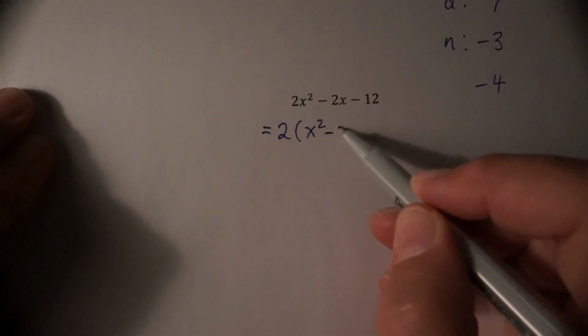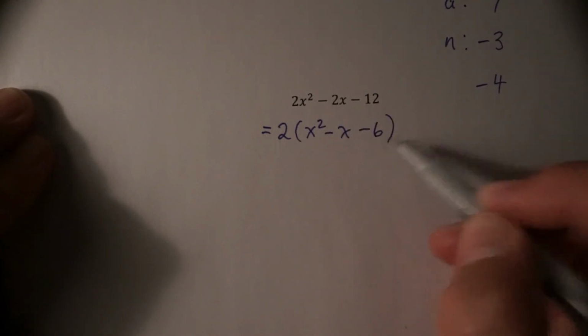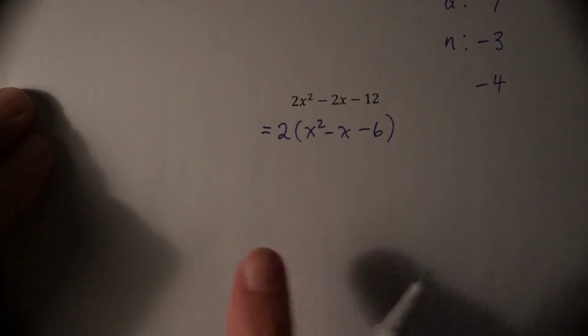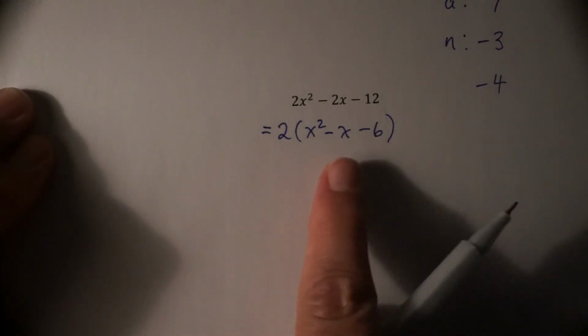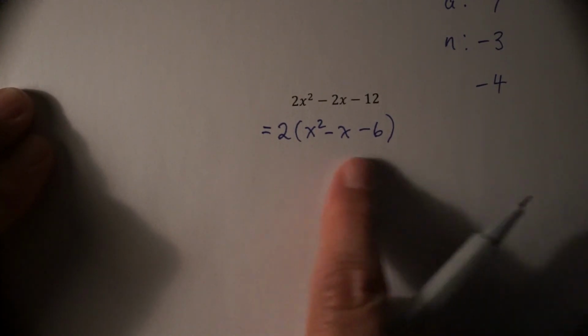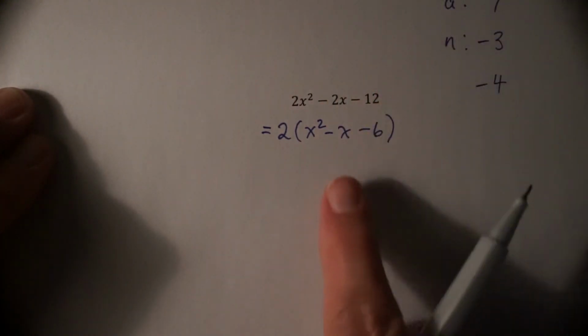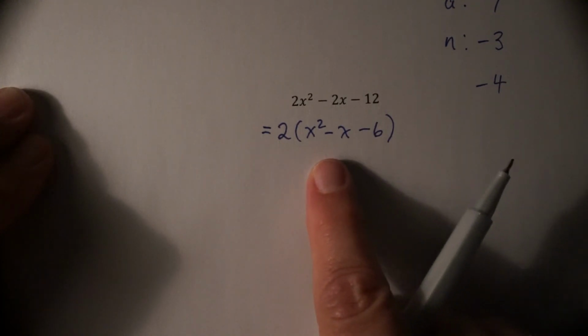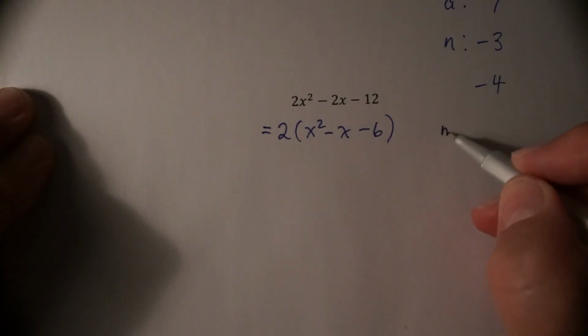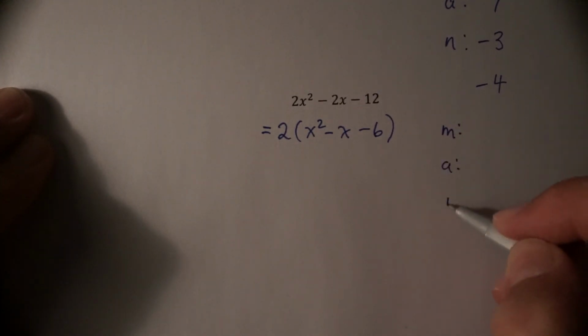x squared minus x minus 6. Now, once I've divided by 2, that 2 stays there. It's a multiple. It's already factored. But we can factor this further, because now this is just like the one at the top. It's a simple trinomial to factor, and we can use the man method. So we just ignore the 2. We leave it there, but we ignore it.